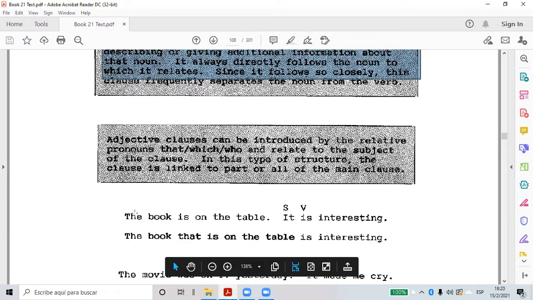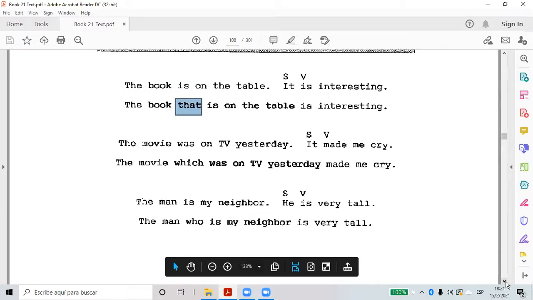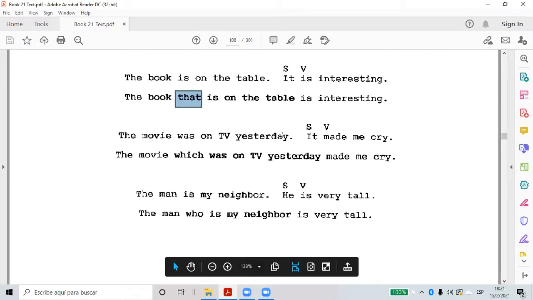What happened here? The book is on the table. It refers to the book. So you need to put, in this case, that. The book that follows directly to the noun it is describing, okay? The book that is on the table is interesting. That's the rule, okay?